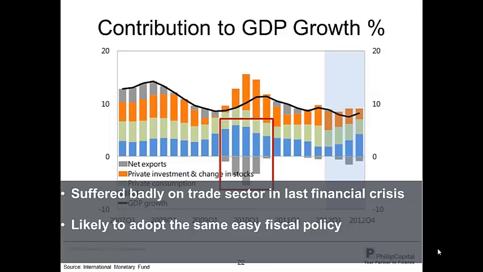This is a chart showing contribution to GDP growth by external trade, consumption, government spending, and investment. In the last financial crisis, when external trade collapsed, the grey bar collapsed. Government spending, the blue bar, jumped significantly to pick up the slack.